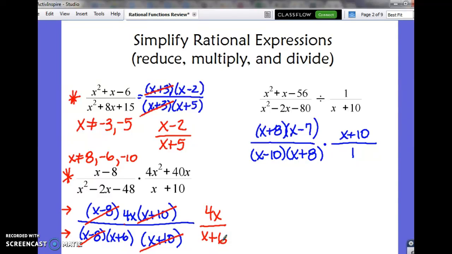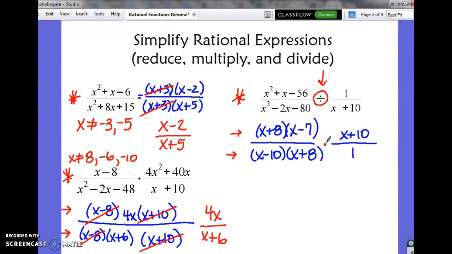Then with the third example over here to the right, that's a division problem. And the only difference between division and multiplication is that you have to remember to keep, change, and flip. So with the first fraction here, I simply factored everything I could. I factored the numerator, I factored the denominator, and the results are where they match up with what you had to begin with. The division changed to multiplication, and then I flipped the second fraction and only the second fraction.